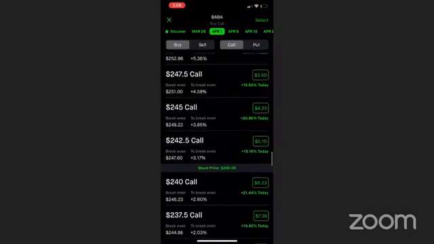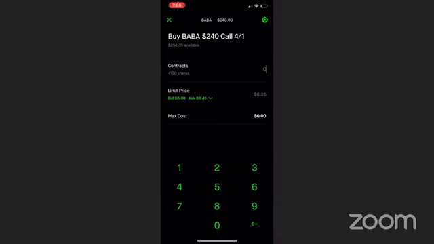moneyness. Now we go at the money. The at the money strike is 240. So we looked at deep out of the money. We just looked at out of the money. Now we're about to look at the money. At the money, same expiration date 4/1. At the money is $625 for the contract.